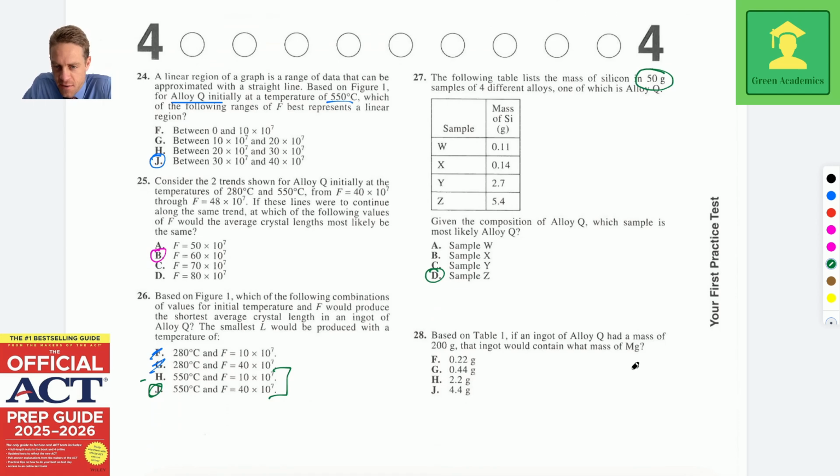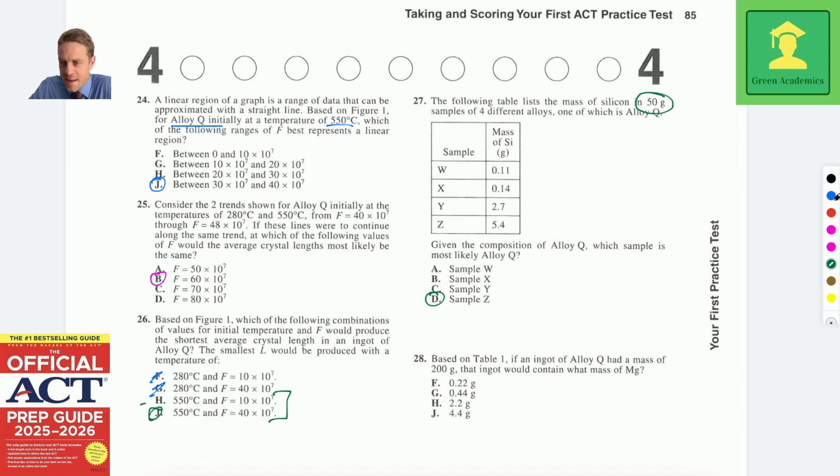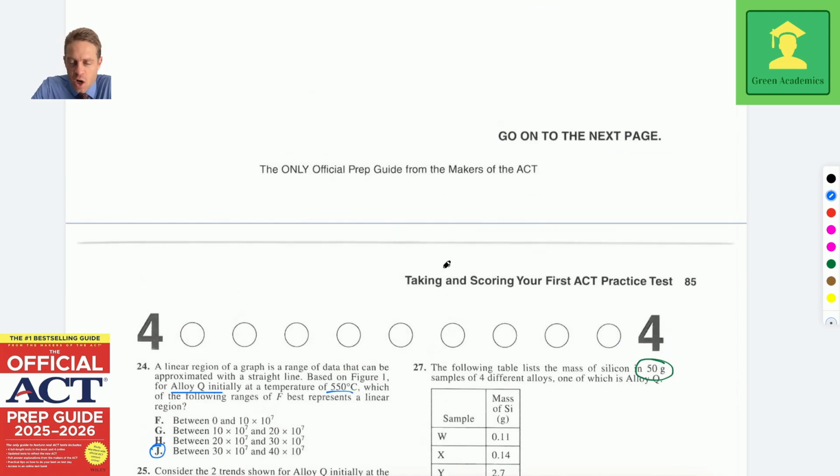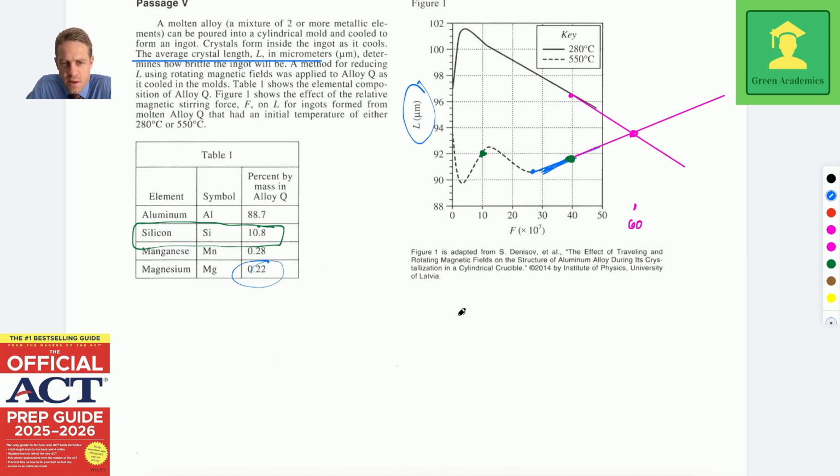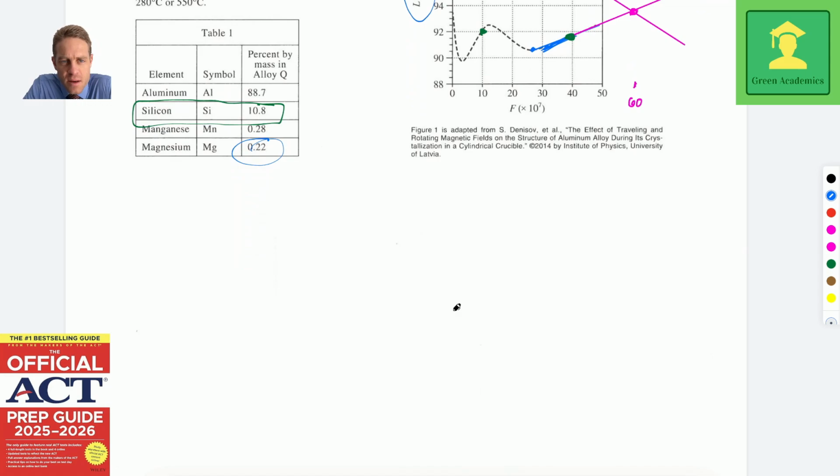Based on table 1, if an ingot of alloy Q had a mass of 200 grams, that ingot would contain what mass of magnesium? If it was 200 grams, well, this is percentage composition again. So magnesium is 0.22%.